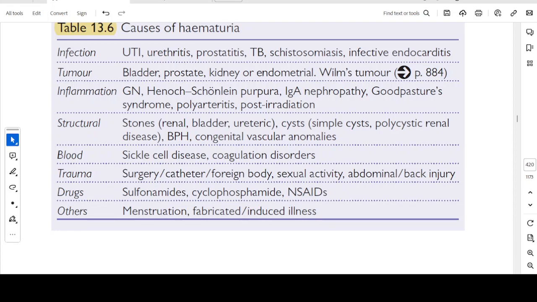cell disease, coagulation disorders. Trauma: surgery, catheter, foreign body, sexual activity, abdominal or back injury. Drugs: sulfonamide, cyclophosphamide, NSAIDs. So cyclophosphamide will cause hemorrhagic cystitis. Others like menstruation, fabricated or induced illness.